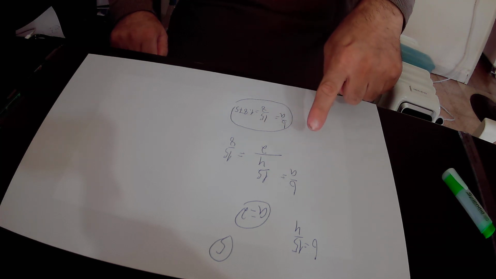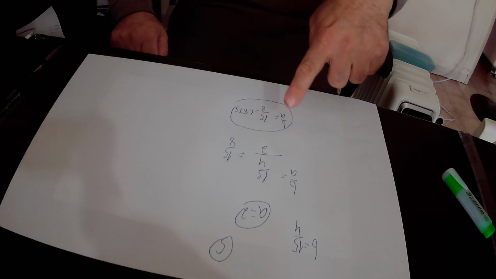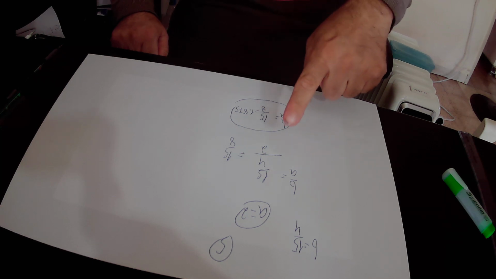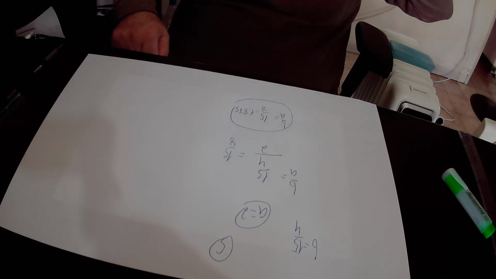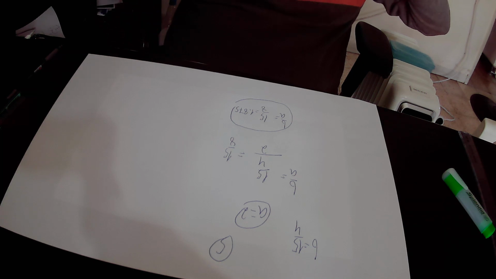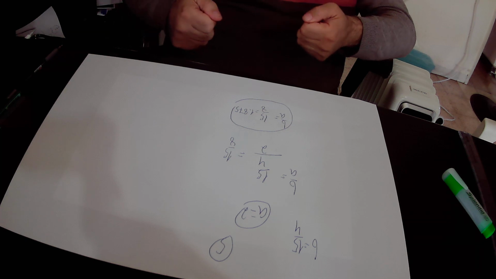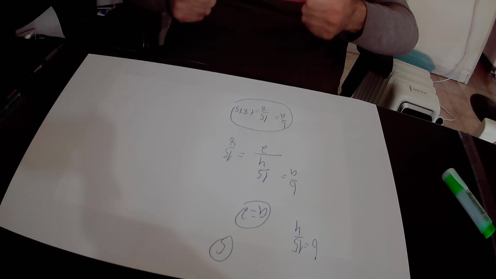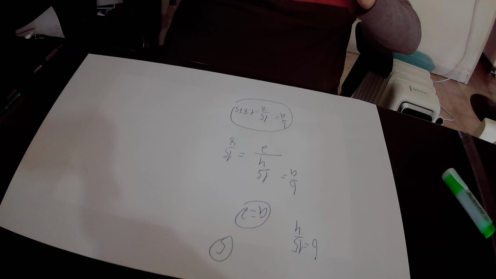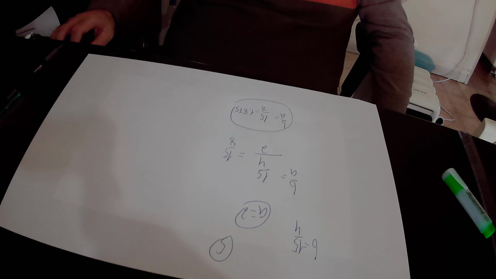So b over a is (15 over 4) over 2, which is 15 over 8. So in conclusion, the ratio b over a is equal to 15 over 8, or in terms of numbers, it is equal to 1.875 without units. Okay, thank you very much.